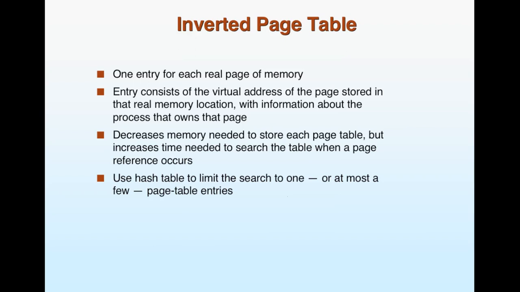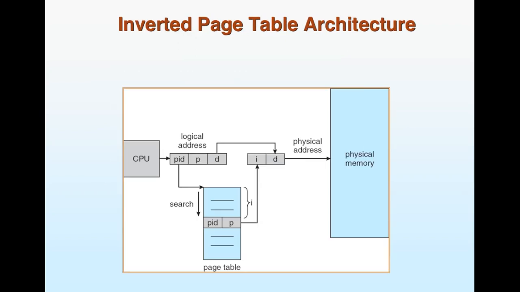And so you're storing less, but it increases time because you need to go search for the rest of the pages and references. So you're not storing as much information, so the page table is not taking up as much memory. But when you use it, it takes longer because you have to go find the information that's not being stored for you. So it uses a hash table to limit the search to one, or at most a few, of the page table entries.